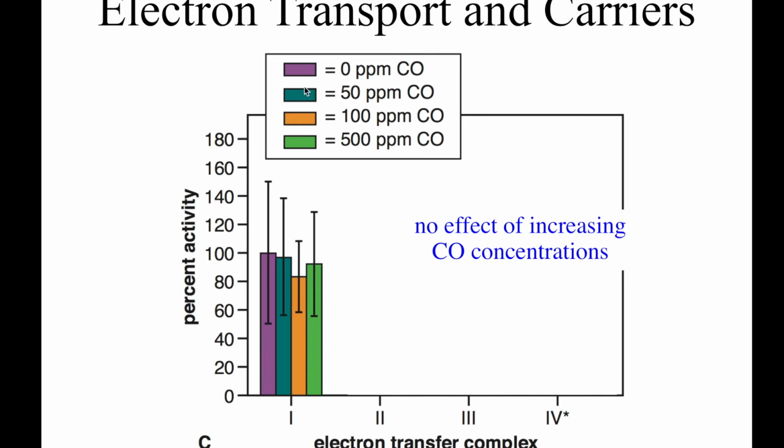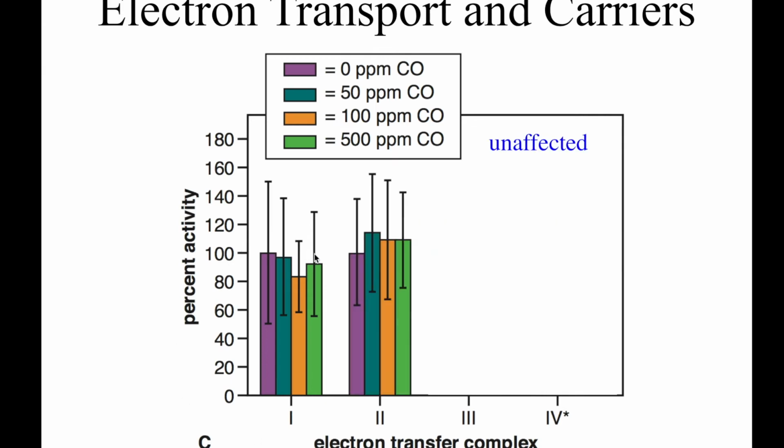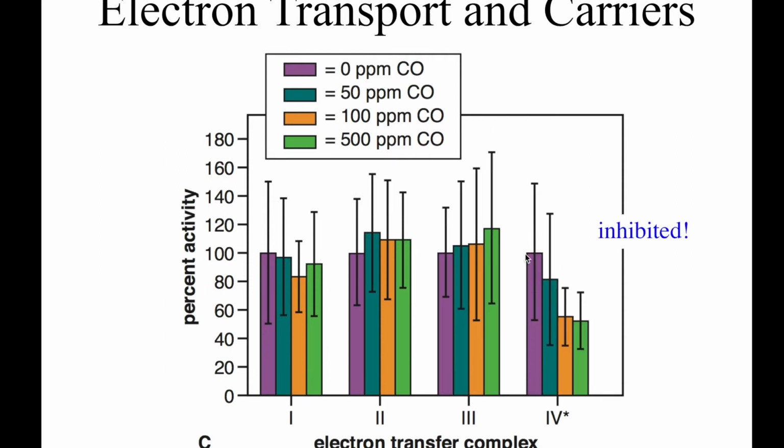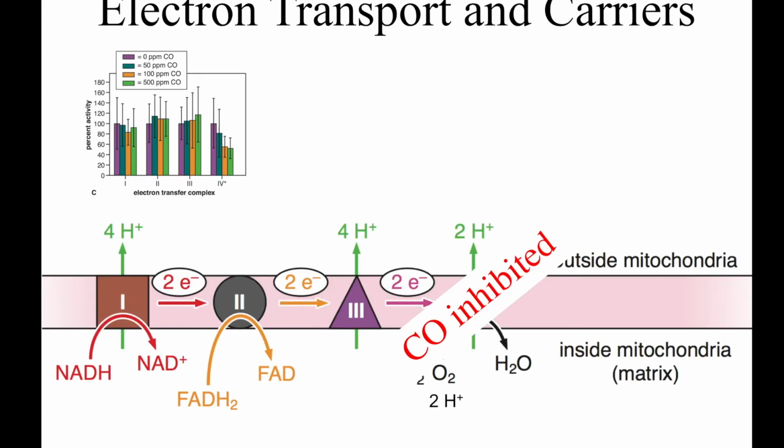Well, if you add carbon monoxide to complex 1, electron carrier 1, not much happens. It's still close to 100% of its activity. Same with complex 2, same with complex 3. But in complex 4, you see activity goes way down as you add carbon monoxide. So complex 4 is where electron transport stops if carbon monoxide is there. And this is how carbon monoxide kills you, is it binds to complex 4.